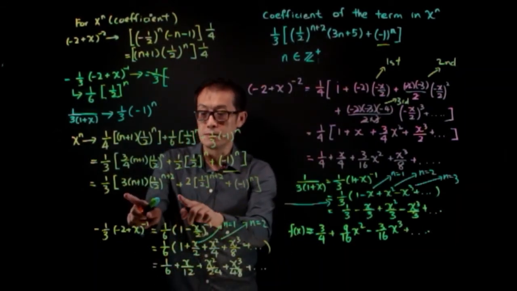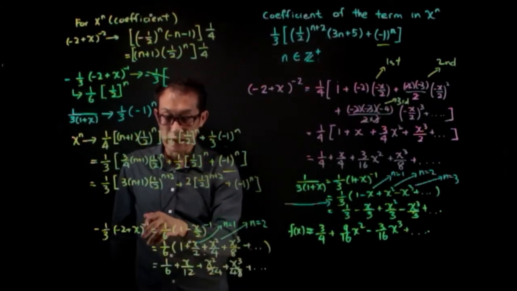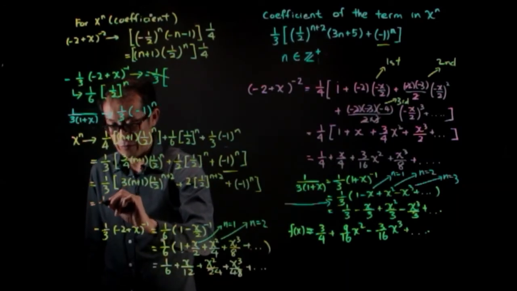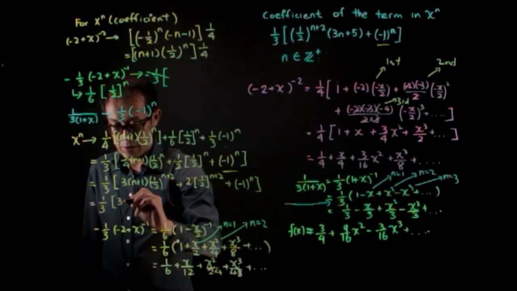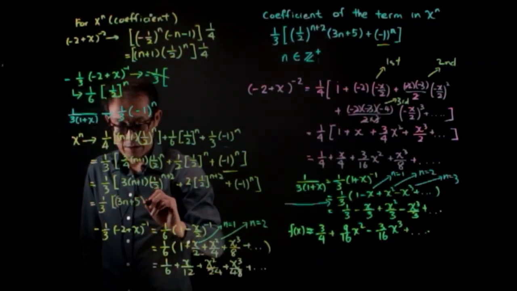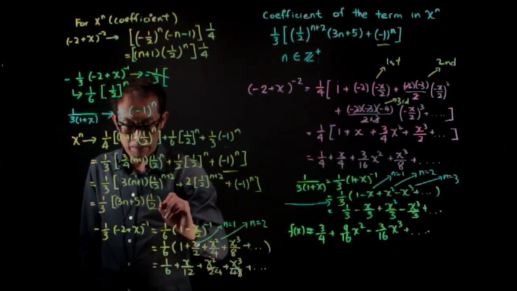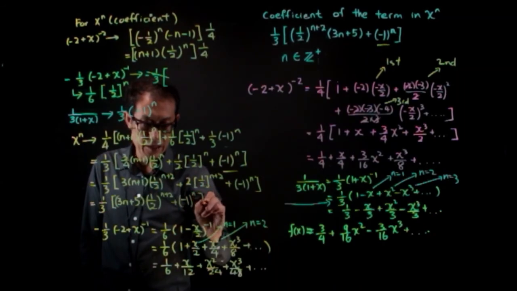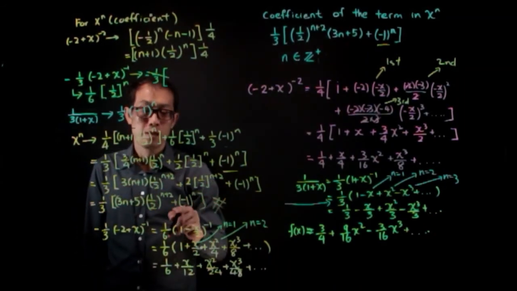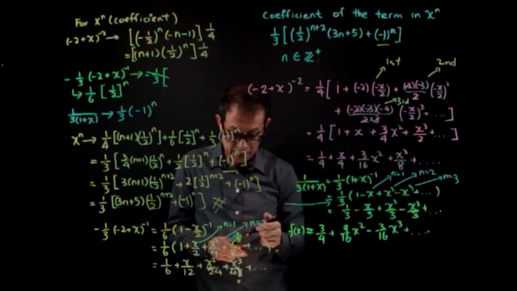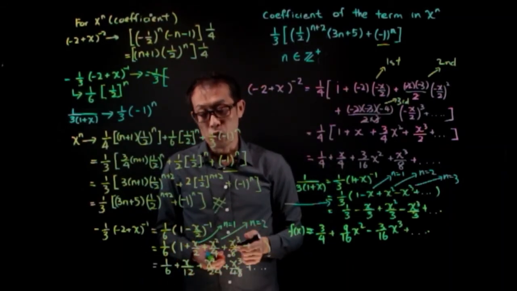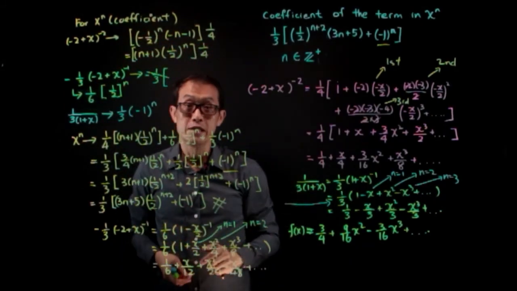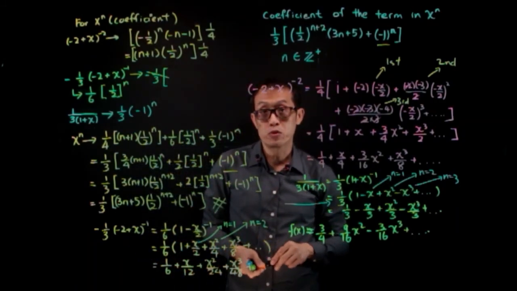Now these two are like terms, so you can add them together. So you have 3n plus 3 over here, 3n plus 3 plus 2, you have 3n plus 5. So 3n plus 5 into half to the power of n plus 2 plus minus 1 to the power of n, close bracket. So you find that these two expressions are exactly the same. So we have shown that the coefficient of x to the power n can be written in this form. We have come to the end of question 2.